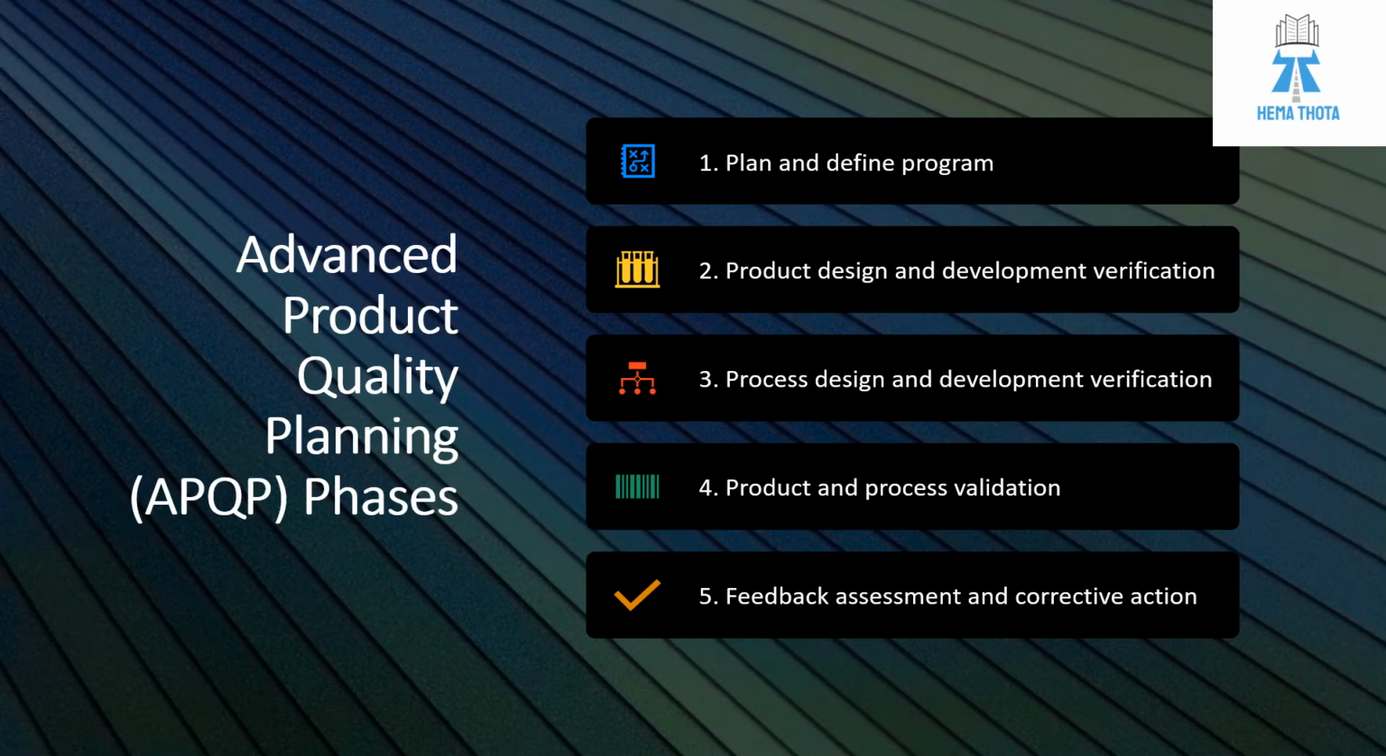The fifth point is feedback assessment and corrective action. So it is easy to remember. First thing is plan, the next thing is product design and development, the next thing is process design and development, and the verification also. In the fourth one, validation of 2 and 3, and the fifth one is collecting feedback and assessing it, and deriving corrective actions out of it.